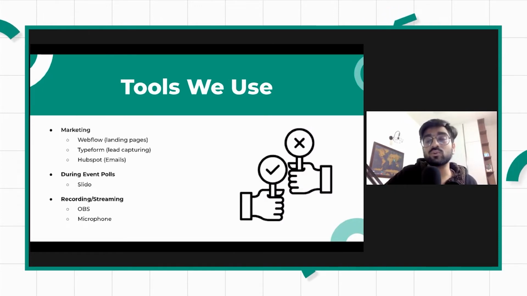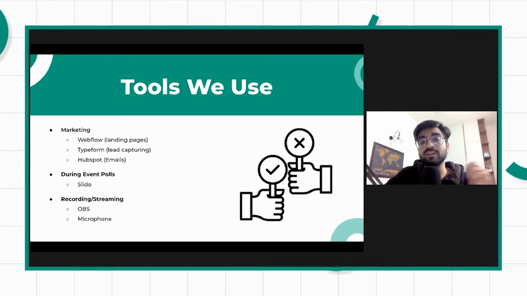The tools that we use other than these platforms are some of the following. For marketing, we use Webflow to create landing pages. We use Typeform for capturing leads, and then we use HubSpot for sending emails and newsletters. Specific for events, we use HubSpot for sending emails. There is another tool, I didn't mention it here. We use Vati for sending WhatsApp reminders to people who register for our events.